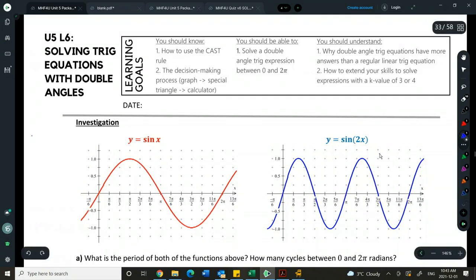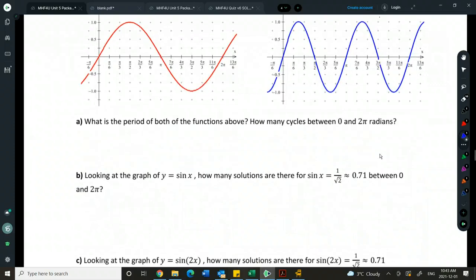Okay, so we can see that what was once one cycle in between 0 and 2 pi is now 2 cycles in between 0 and 2 pi, because I've taken that and compressed it by a half. So I've put double the amount of cycles in between 0 and 2 pi. That's the idea. So this is going to help us understand what we're doing today.